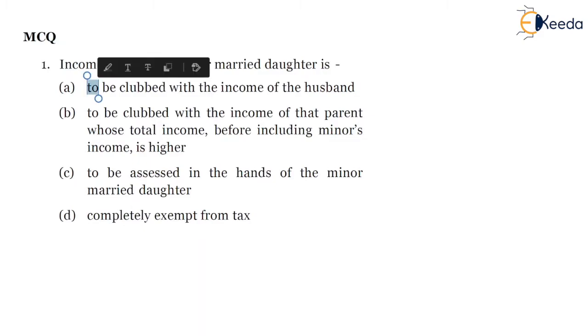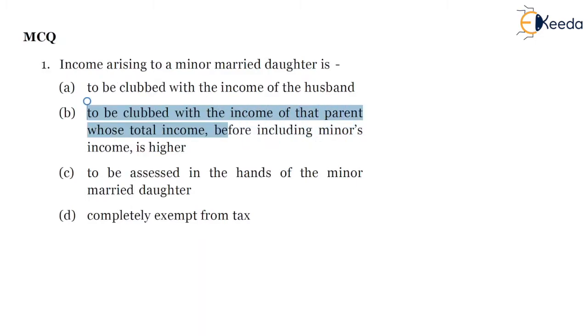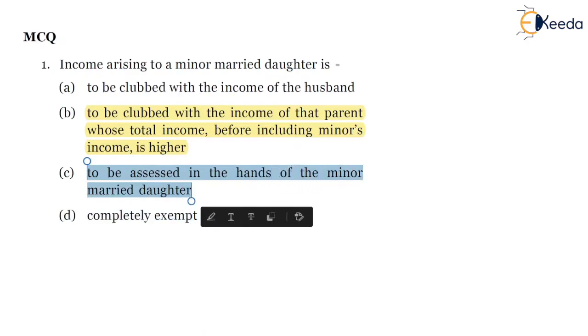So first option, to be clubbed with the income of the husband. No. To be clubbed with the income of that parent whose total income before including minor's income is higher. Yes, this could be a possibility. To be assessed in the hands of minor married daughter. No, there is no mention in the question that the income has been earned by way of application of skill or talent. There is absence of such information, and accordingly, option C cannot be opted for. If the income would have been earned by application of skill and talent as per section 64(1)(a), an exception would have been provided wherein the clubbing provisions won't be applicable and the income would have been taxed in the hands of the minor married daughter.